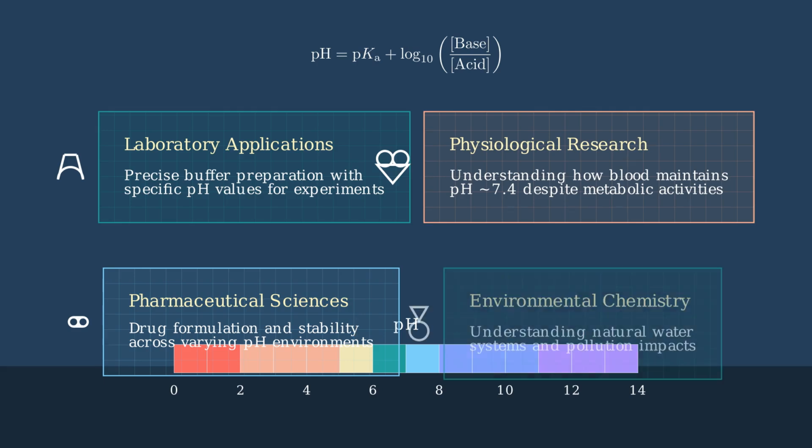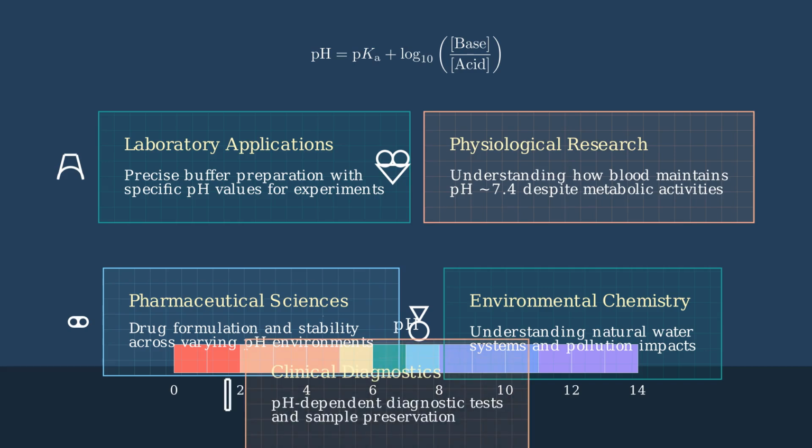Environmental chemists apply the equation to understand natural water systems, where buffers help maintain ecological stability by resisting pH changes from pollution or natural processes. Finally, clinical laboratories use the Henderson-Hasselbalch equation in diagnostic testing procedures, where maintaining specific pH conditions is essential for accurate test results.